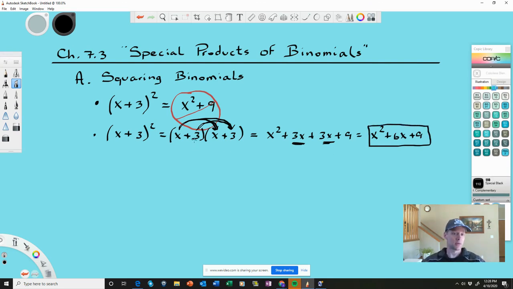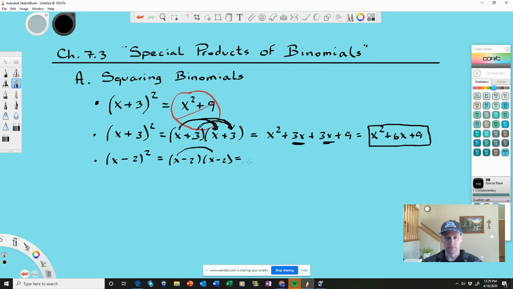Let's try 2 more examples of this pattern, but this time I'm going to put a negative here. And what I'm going to ask you to do right now is to write that down, then pause the video, do it yourself, and then play the video and see if you got it right. Go ahead, pause it. Okay, here's what you should have had. You should have rewritten this as x minus 2 times x minus 2.